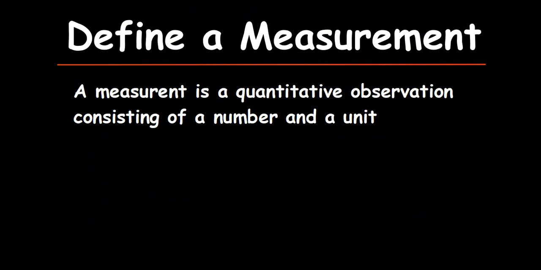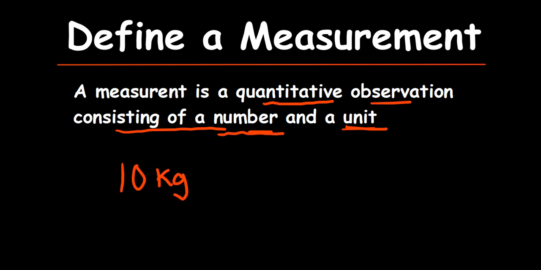Here I have the definition of what a measurement is. A measurement is simply a quantitative observation consisting of a number and a unit. Very important: for something to be called a measurement, it has to have a number and a unit. For example, if I write 10 kg, this 10 kg here is a measurement. Why? Because it has a unit and a number. The kg is a unit, and the 10 is a number.